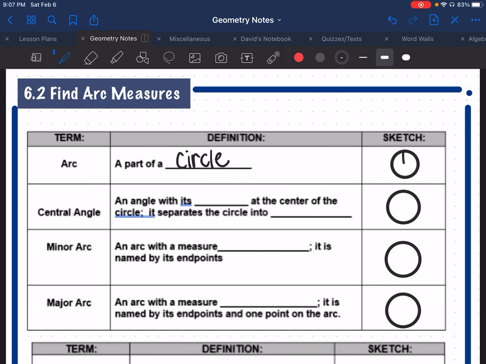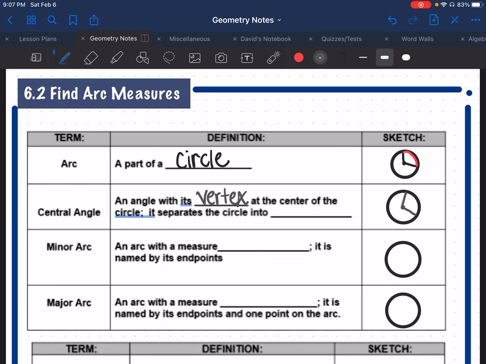And I'm going to go ahead and create an angle. This part right here, from the endpoint to the other endpoint of my angle inside my circle, would be considered an arc. A central angle is an angle with its vertex at the center of the circle. So when we created that angle in our last sketch, we created what is called a central angle.